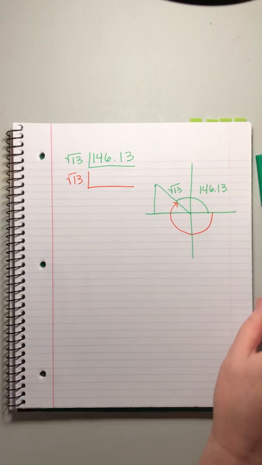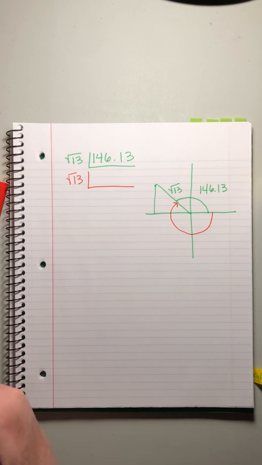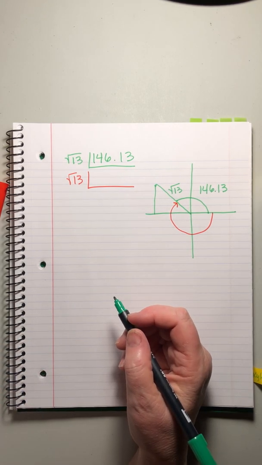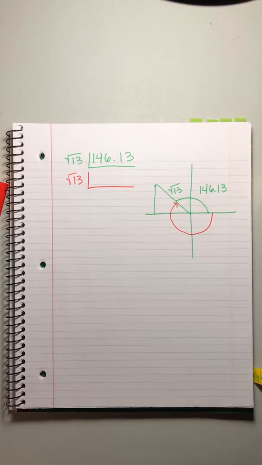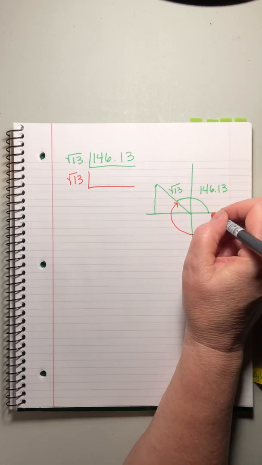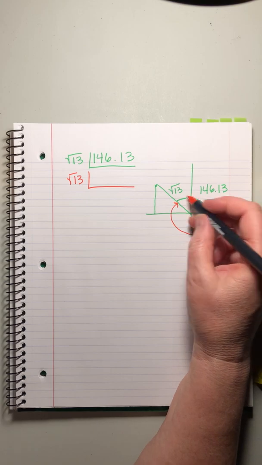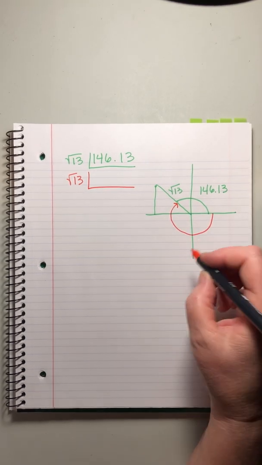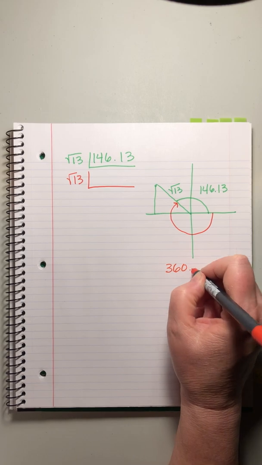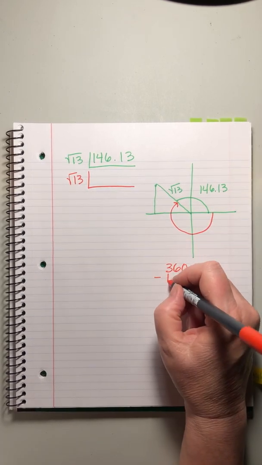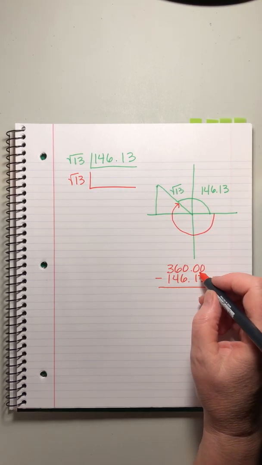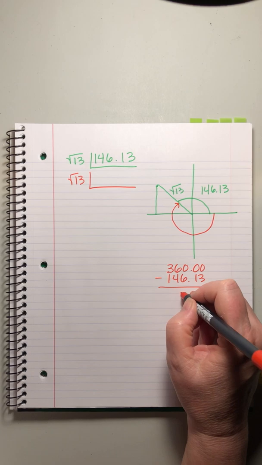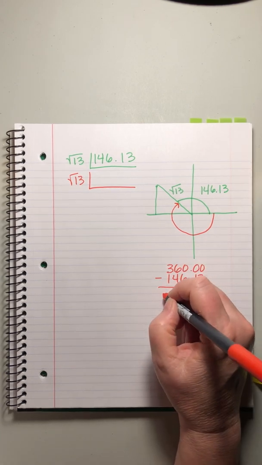Now, in order to do that, there's a couple ways we could do it. So let's take the easiest way. I can see that this one plus this one equals a full 360. Those two measurements should add up to 360. So if I take 360 degrees total and subtract out the 146.13, that should give me the length of the red part. And that would be 78.312.